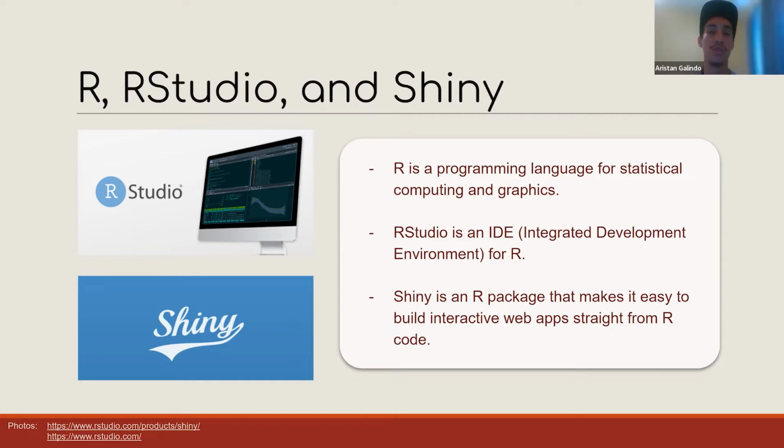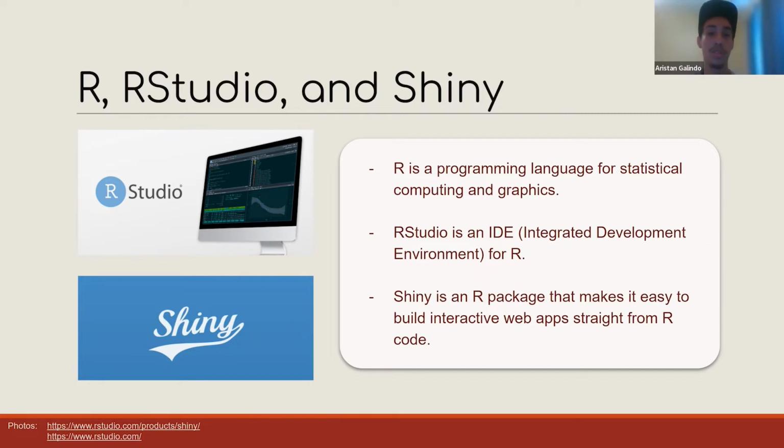And so the tools that we use for our research and the presentation today are going to be R, RStudio, and Shiny. R is a programming language for statistical computing and graphics, mainly used by data miners and statisticians for data analysis. RStudio is the IDE, integrated development environment, that we use for compiling the R programming language. And Shiny is simply the R package that we use to make it easier to build interactive web apps straight from the R language.